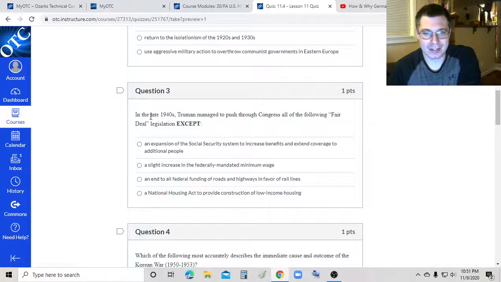Question 3. In the late 1940s, Truman managed to push through Congress all of the following Fair Deal legislation, except, let's see, was there an expansion of Social Security? Yes. Slight increase in the minimum wage? Yes. An end to all federal funding of roads and highways? Nope. That's the exception. And in fact, Eisenhower then right afterwards expands the federal funding for highways even more. National Housing Act? Yes.